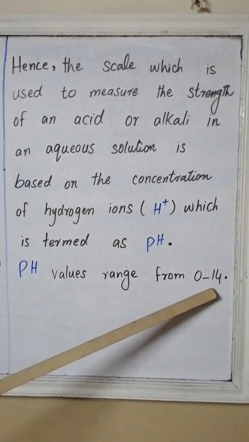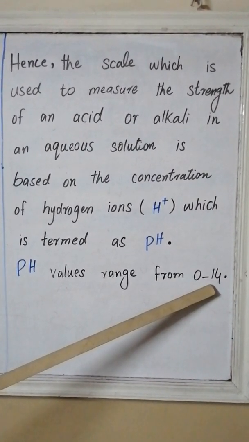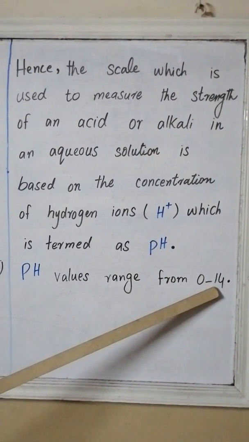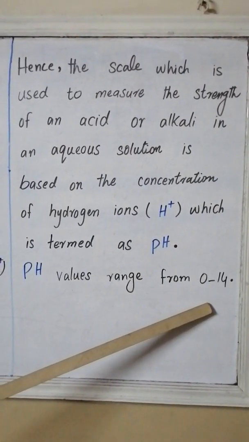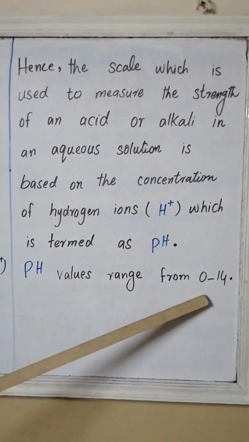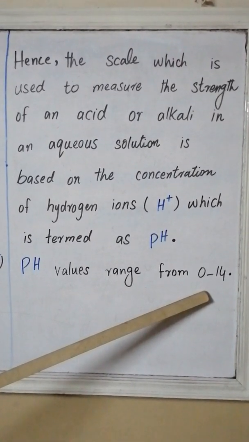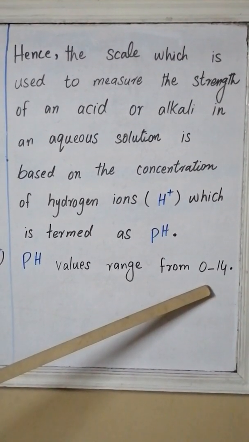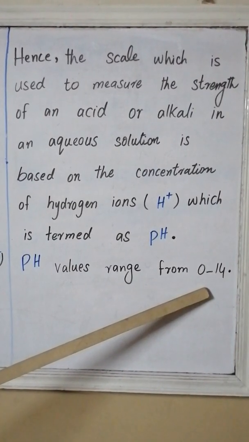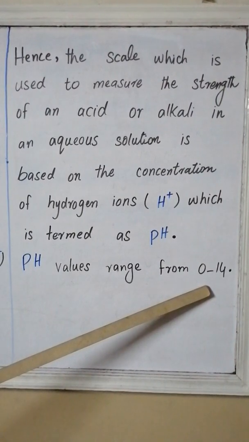The solution having equal concentration of hydrogen ion and hydroxide ion are neutral solutions. They have pH equal to 7. pH equal to 7 is the midpoint of the pH scale. The solutions with higher concentration of hydrogen ions will have lower value than pH 7. The solutions with lower concentration of hydrogen ions than that of hydroxide ions will have greater than 7 value of pH.